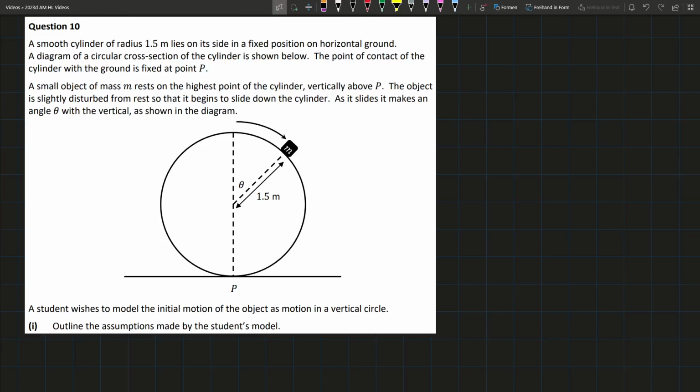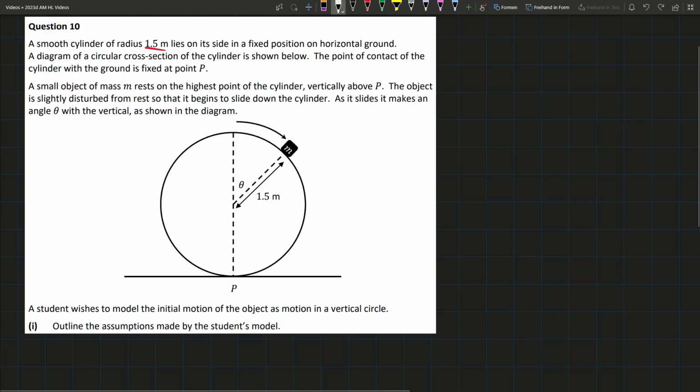Question 10 is just a vertical circular motion question. So we have this, basically it's just a circle here. You can read through this if you want. The circle has a radius of 1.5 meters. We have a mass m, and it starts up here, and it's moved slightly. So the initial velocity is still basically 0. It's just slightly moved, so it slides down the cylinder, and it makes an angle theta with the vertical. And the student's going to model this as vertical circular motion, outline the assumptions made.